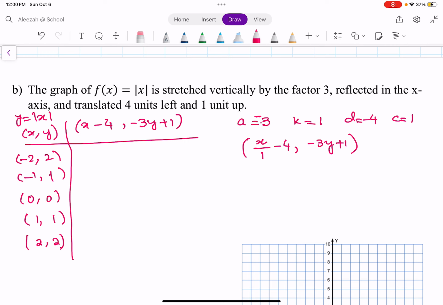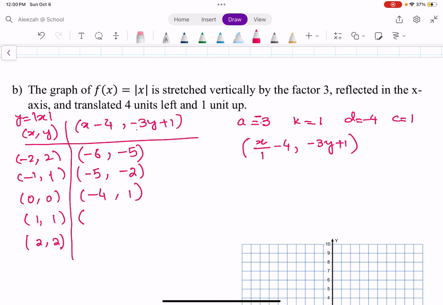So if I take my values here, x is negative 2, I'm just directly solving it. Negative 2 minus 4 will be negative 6. Y is negative, so it's negative 3 times 2 is negative 6 plus 1 is negative 5. Then negative 1 means negative 5, and that would be negative 2. So 0 means negative 4 and 1.